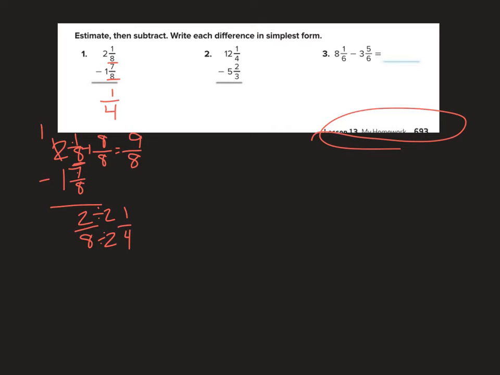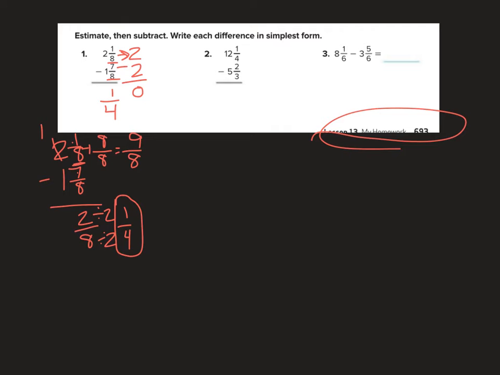If I were to estimate this, which I should have done first, I would have been doing 2 and 1/8 is about 2. This is just like an arrow, sorry, not a subtracting sign. Minus 1 and 7/8, which is about 2. So our answer should be about 0. And I would say 1/4 is pretty close to 0. So we're good to go there.